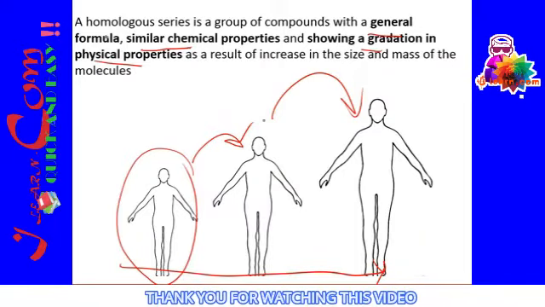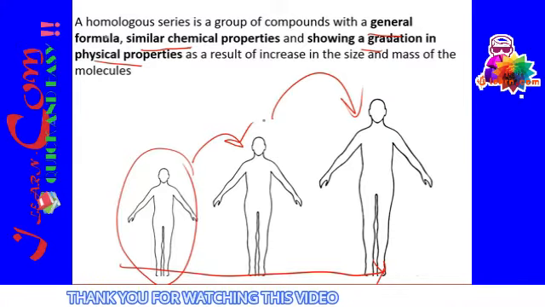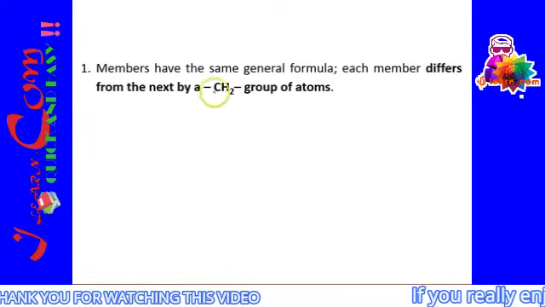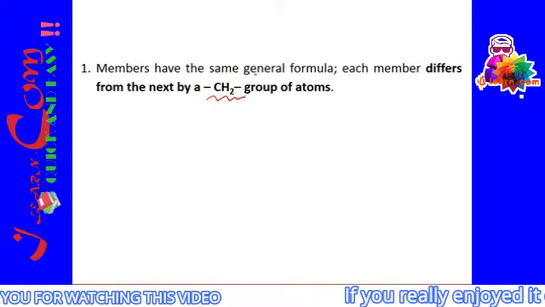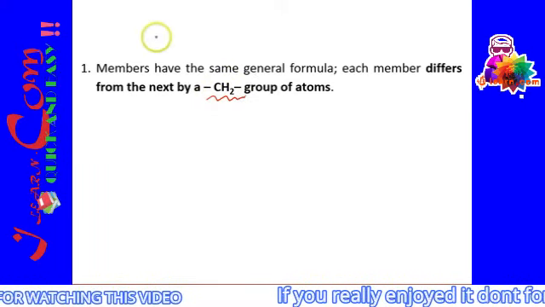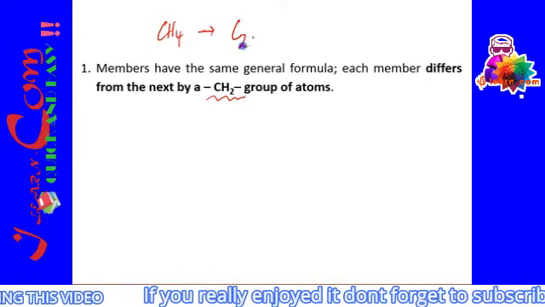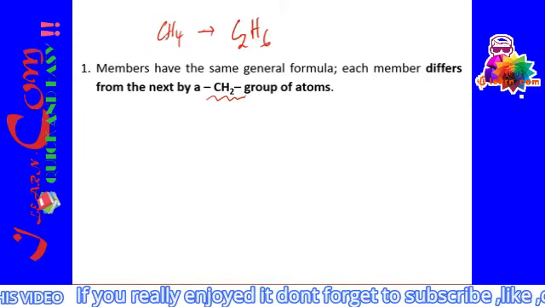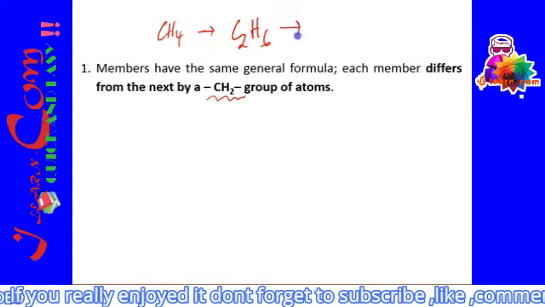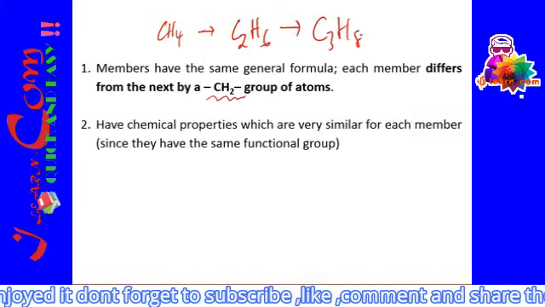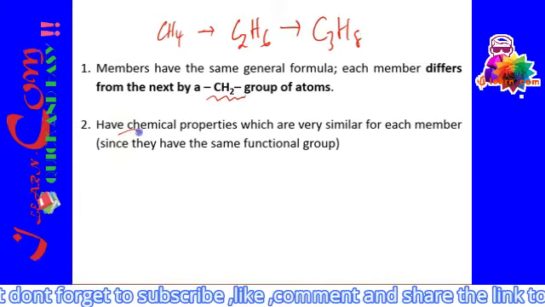For organic chemistry, the homologous series is defined by 4 different strands. So first one, it differs from the next member by CH2. So basically, if the first one is CH4, the next one will be C2H6. So the difference is CH2. Next one will be C3H8. They have very similar chemical properties.